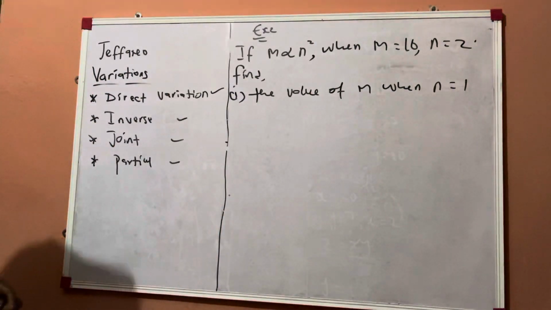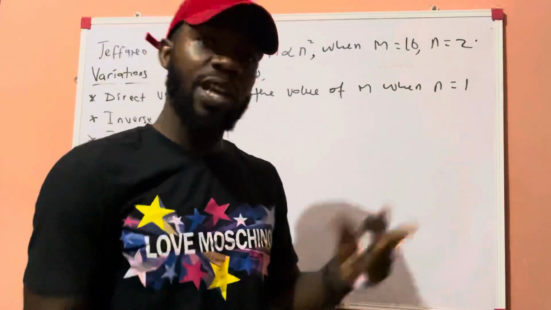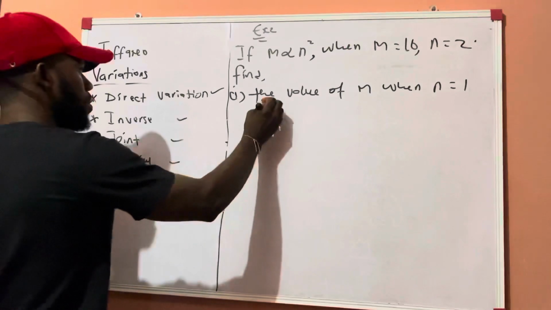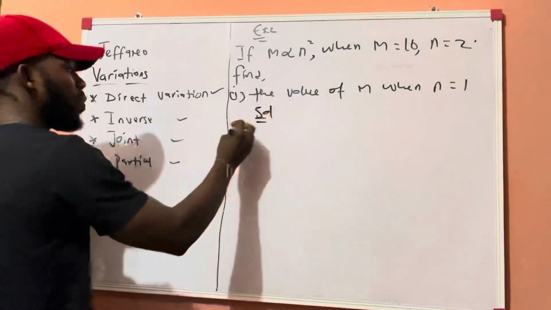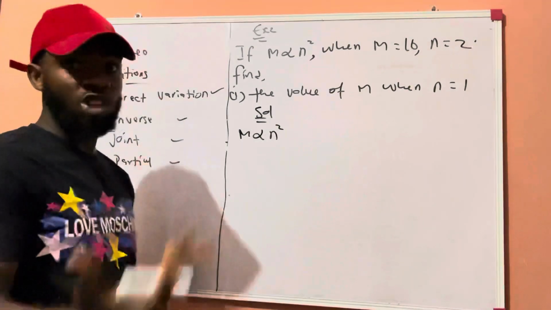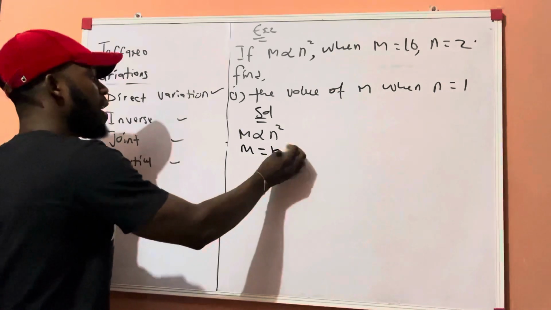Now, class, without wasting time, what did I say are the steps we are looking at? First of all, get the constant. Secondly, get the relationship, and then you can solve. Now, let's get the constant, class. Using the question again, which says m varies directly as n squared, introducing the constant, it becomes m is equal to kn squared.